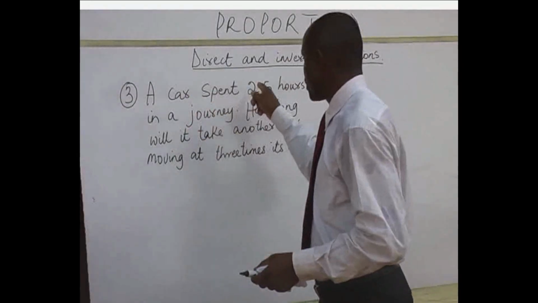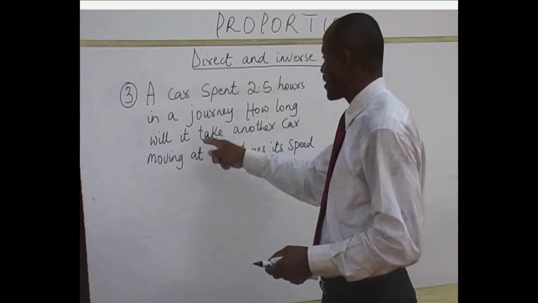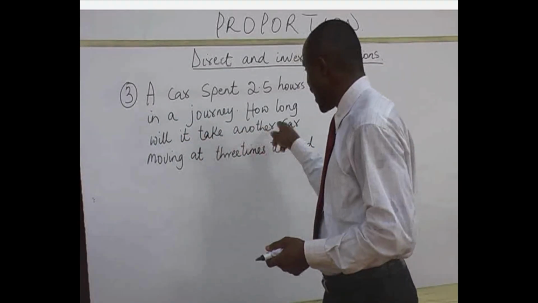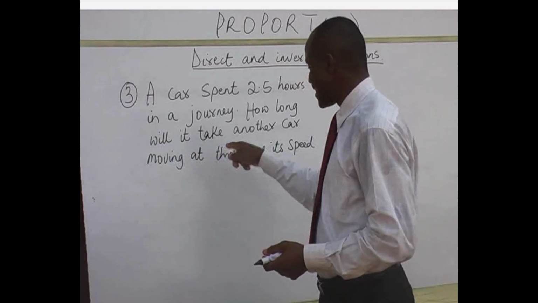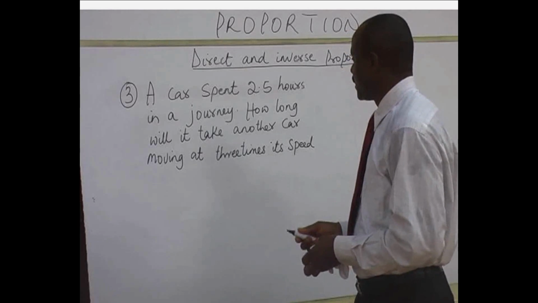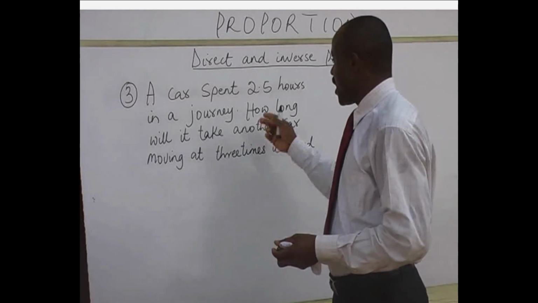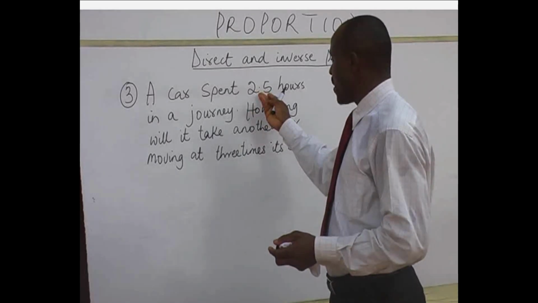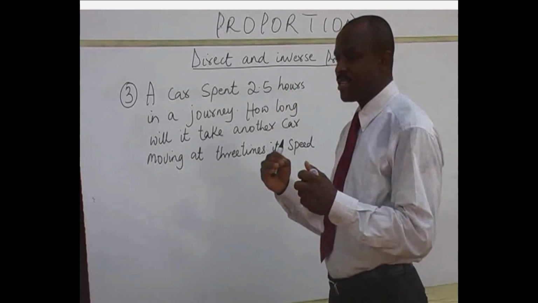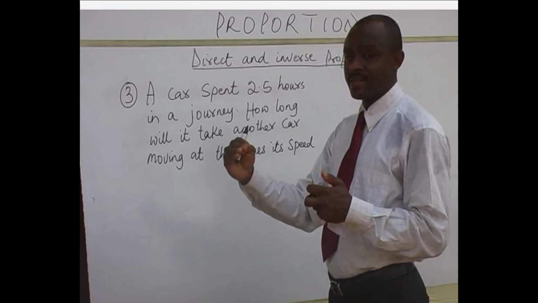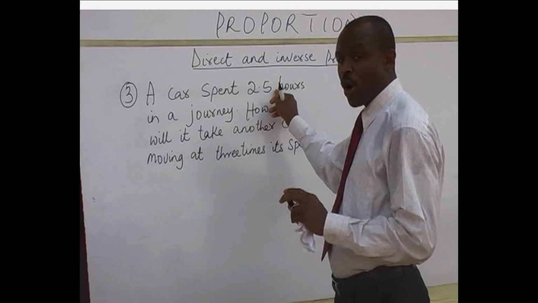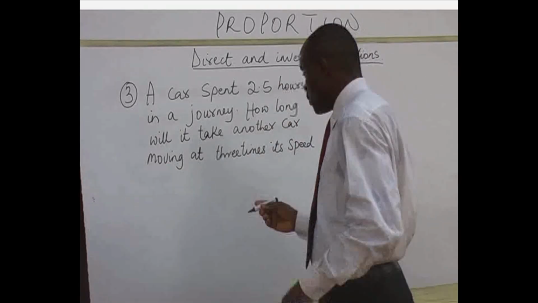A car spent 2.5 hours in a journey. How long will it take another car moving at 3 times its speed? If the car spent 2.5 hours in a journey, that means the car covered a distance at this time.